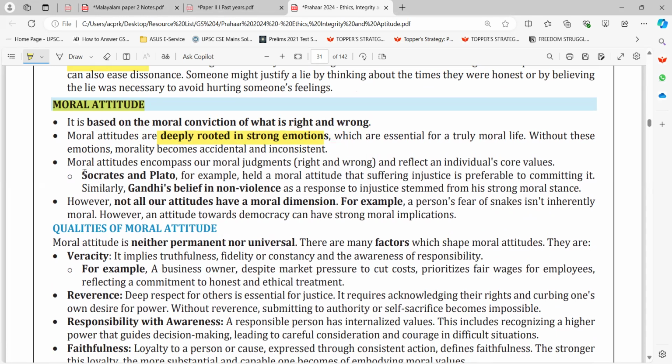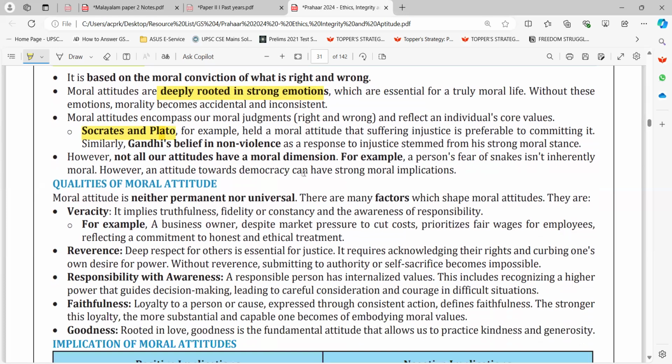Socrates and Plato, for example, held a moral attitude that suffering injustice is preferable to committing it. Similarly, Gandhi's belief in non-violence as a response to injustice stemmed from his strong moral stance. However, not all our attitudes have a moral dimension. For example, a person's fear of snakes is not inherently moral. However, an attitude towards democracy can have strong moral implications.